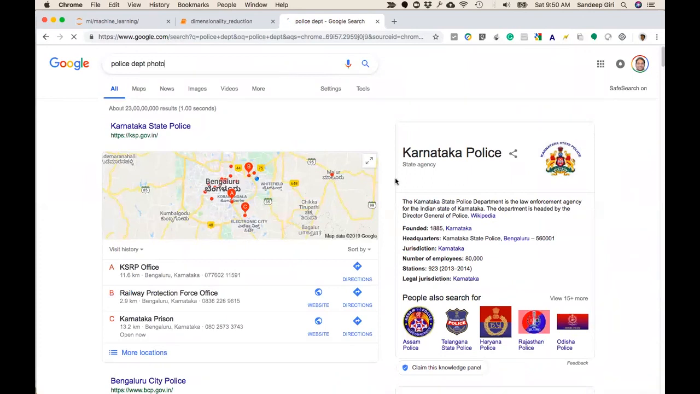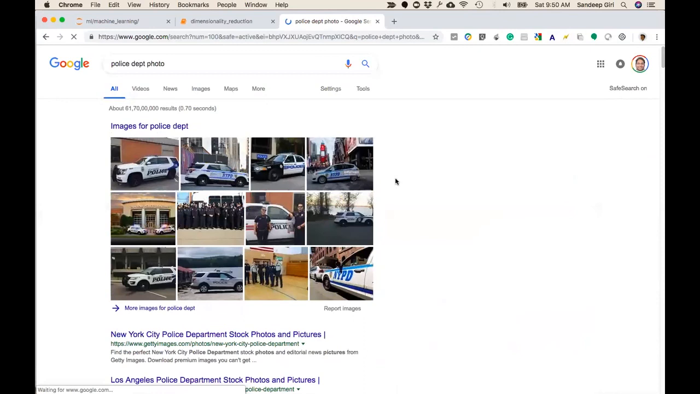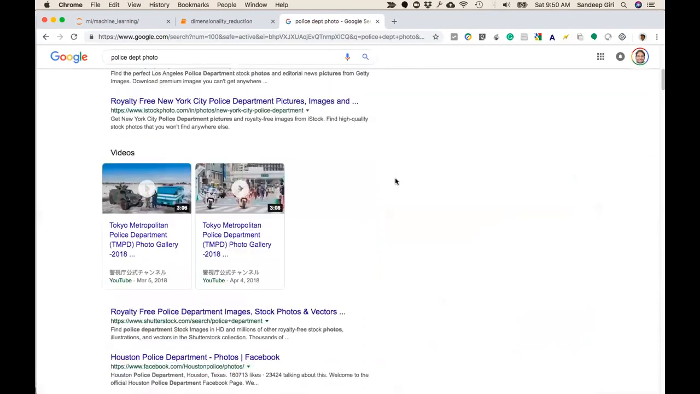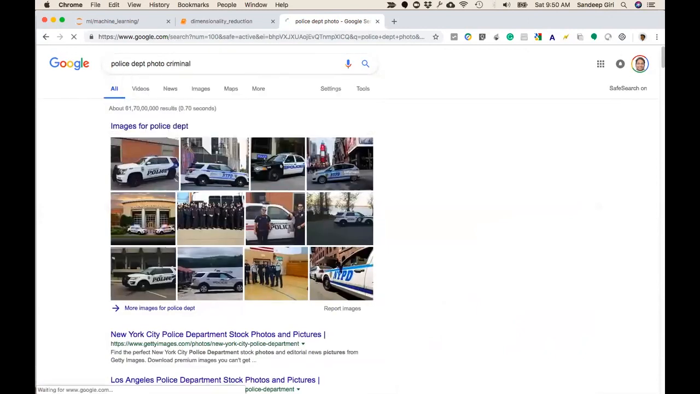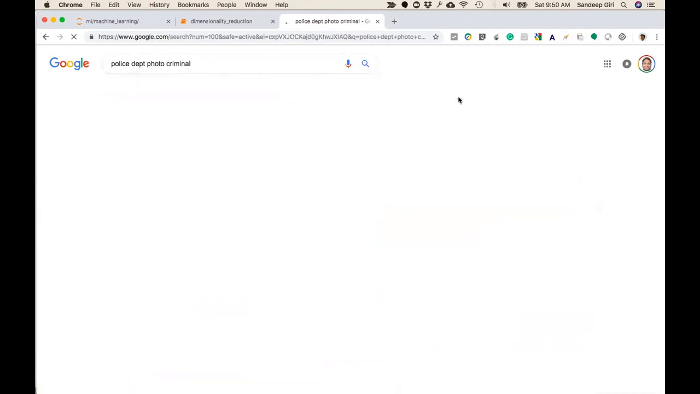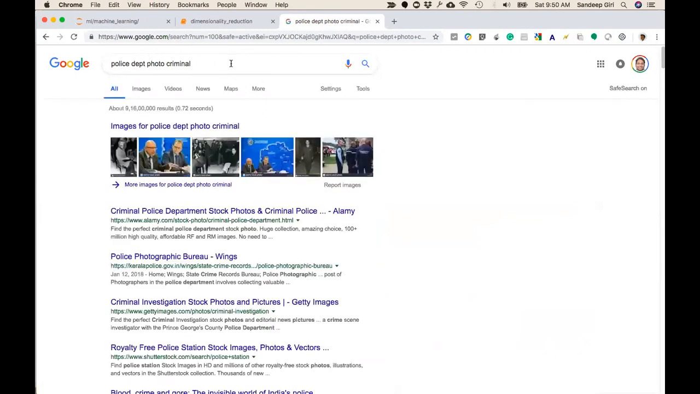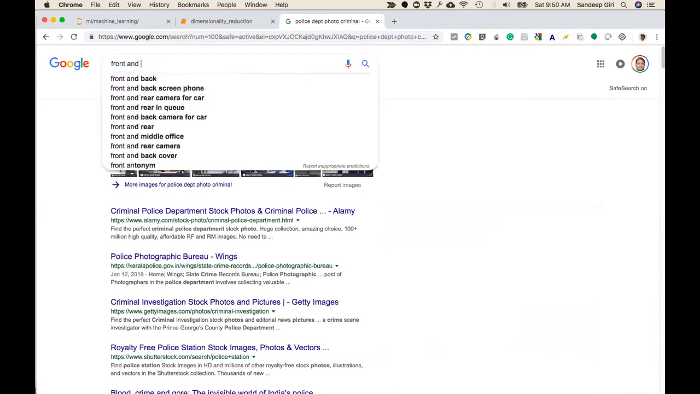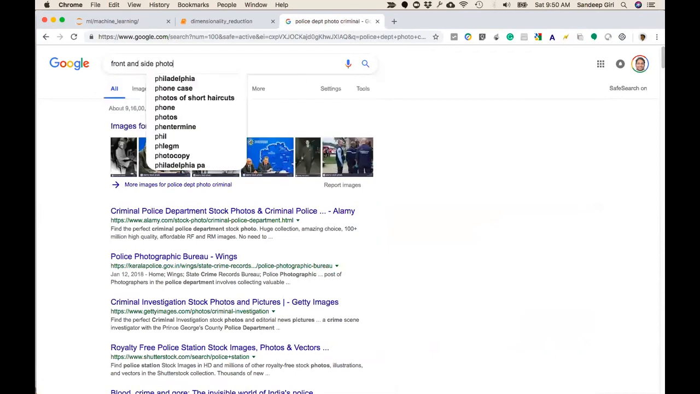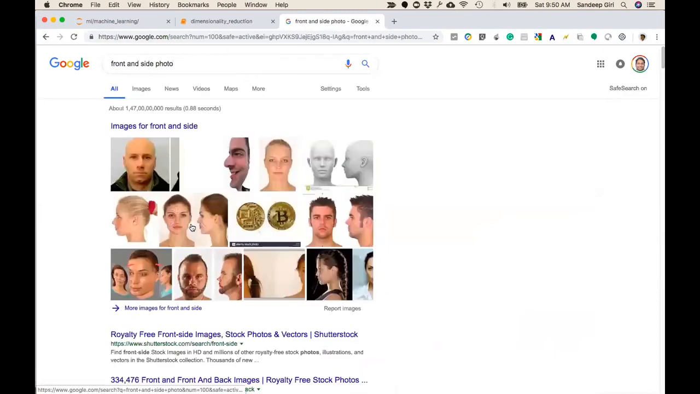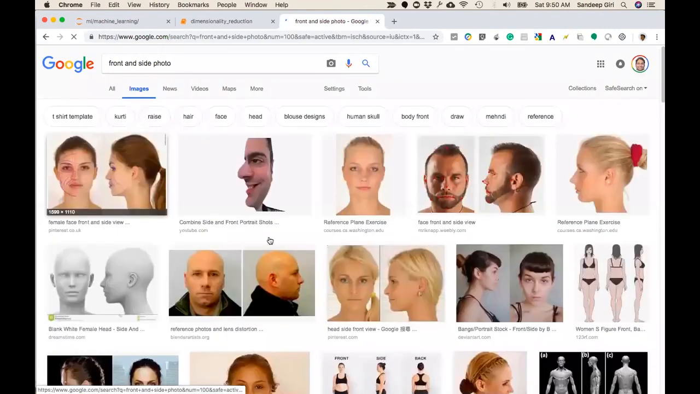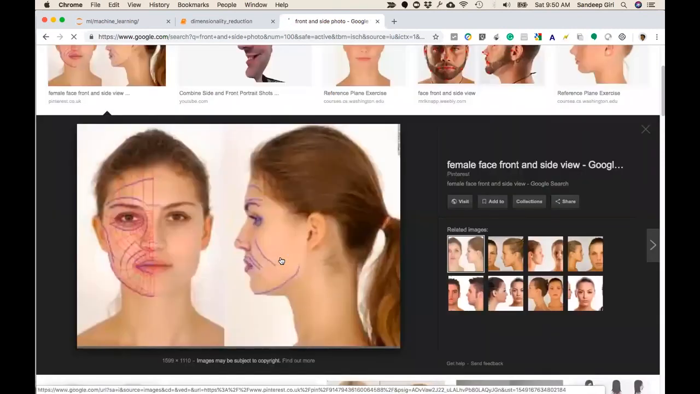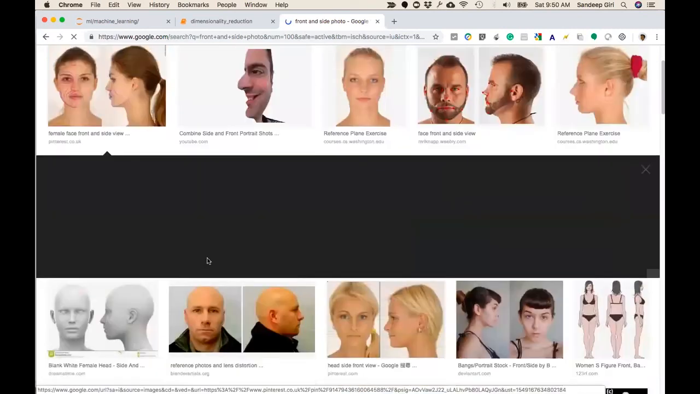When they take the photo of a criminal, they generally take the photo from two sides, right? One from the front and one from the side. Something like this. When we take a photo from the front, we also take the side photo. So that gives us the complete coverage.